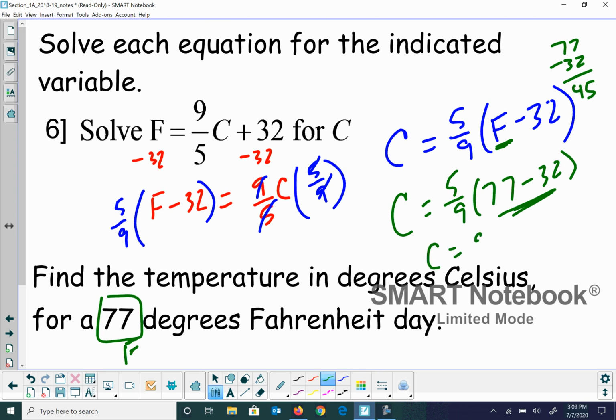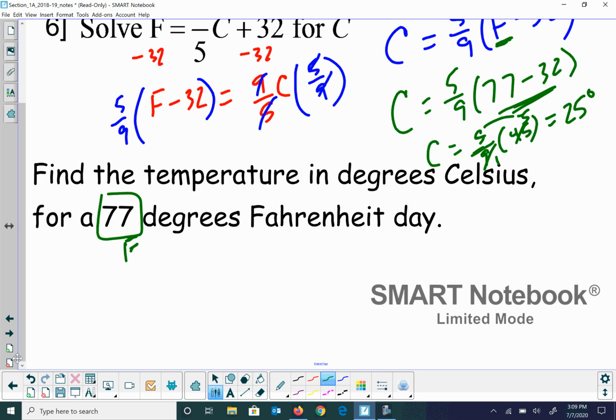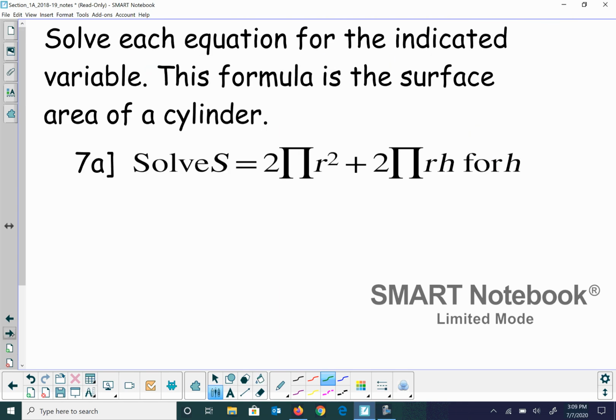So I get C equals 5/9 times 45. Well, 9 goes into 45 5 times, and then 5 times 5 is 25. So that means 77 degrees Fahrenheit would be the same as 25 degrees Celsius or centigrade, again, whatever your teacher decides to use. Centigrade's kind of an older term, but sometimes that's how your teacher might explain it.